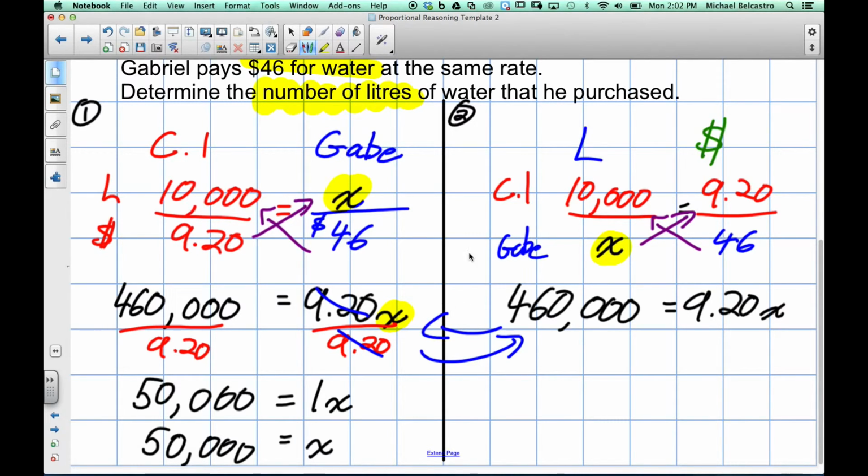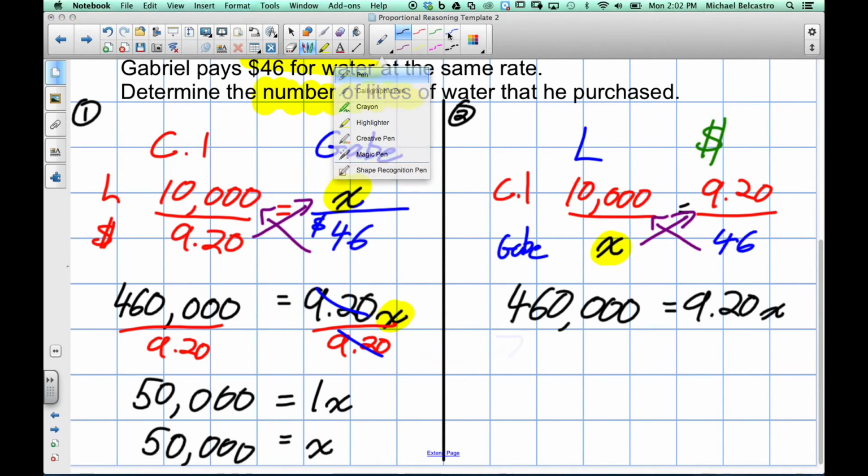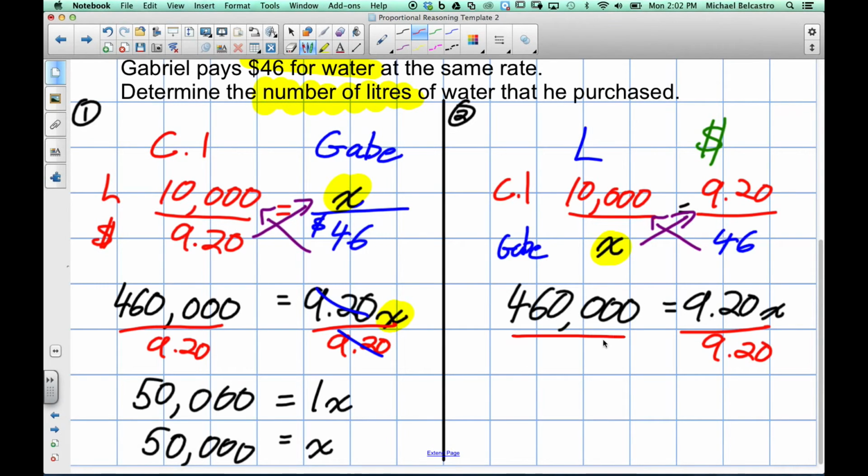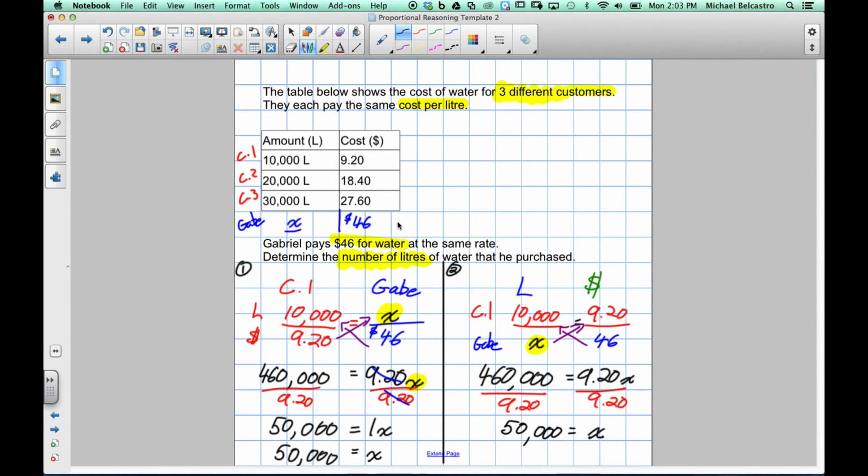We're at the same point where we've set up our equivalent ratios and we're doing the same operations from here on out. So like we said before, we're going to divide both sides by 920 or 9.2. That'll leave us with just x on the right side and 50,000 on the left. So in the end, it turns out that Gabriel purchased 50,000 liters of water for that $46 that he spent.